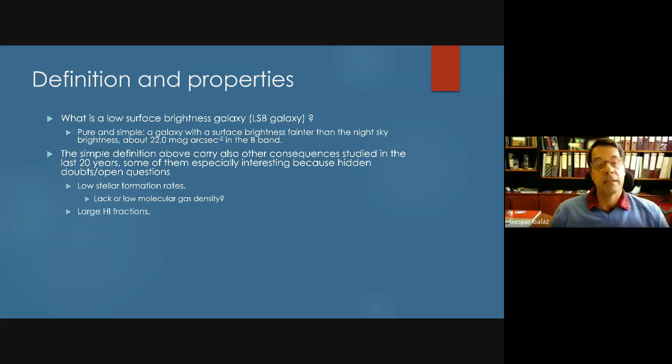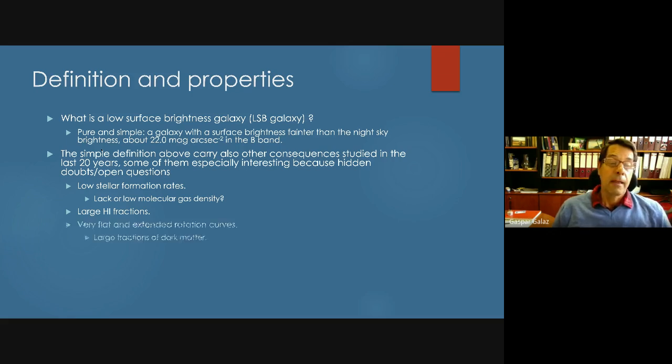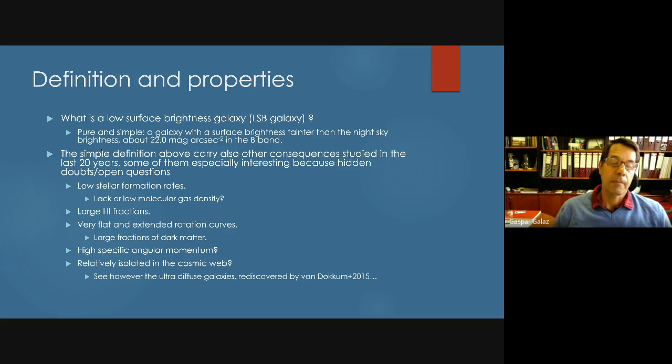Also, you can expect, and you usually observe, large HI fractions, a little bit, 20 to 30% more than you observe in high surface brightness galaxies, spiral ones in general. Also, you observe in most of them very flat and very extended rotation curves. The work of Stacy McGaugh, in principle, and de Blok in the 90s show very much this behavior. So you expect large fractions of dark matter in these galaxies. And usually this is accompanied by a high specific angular momentum. I will talk about this especially in a few minutes.